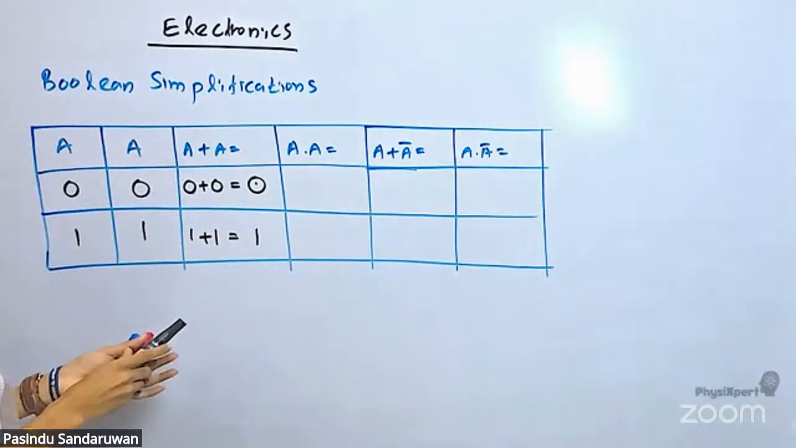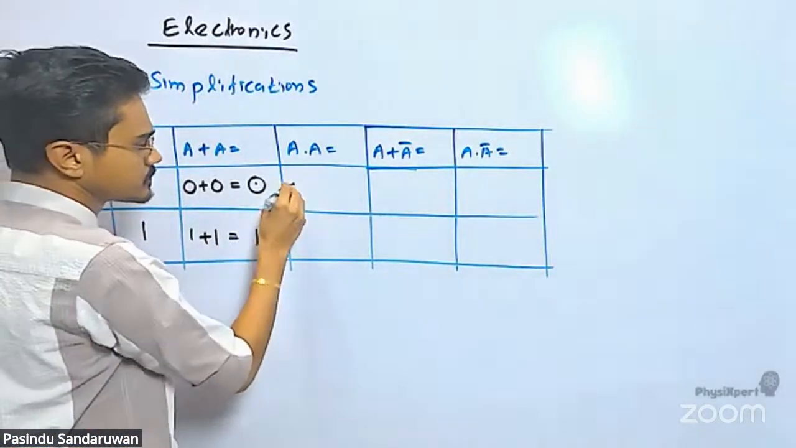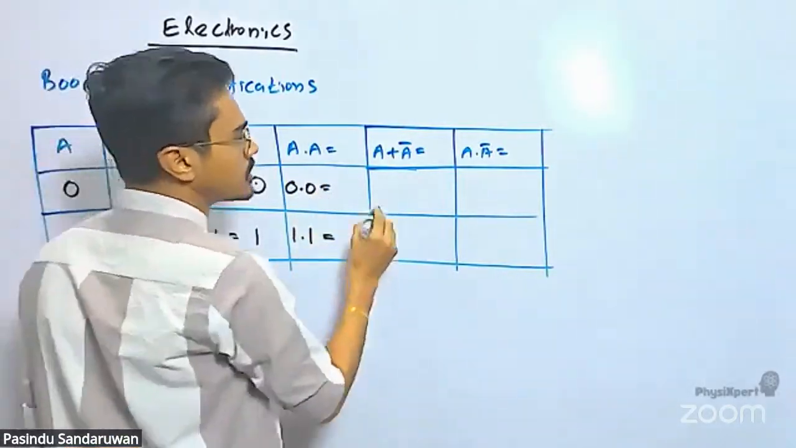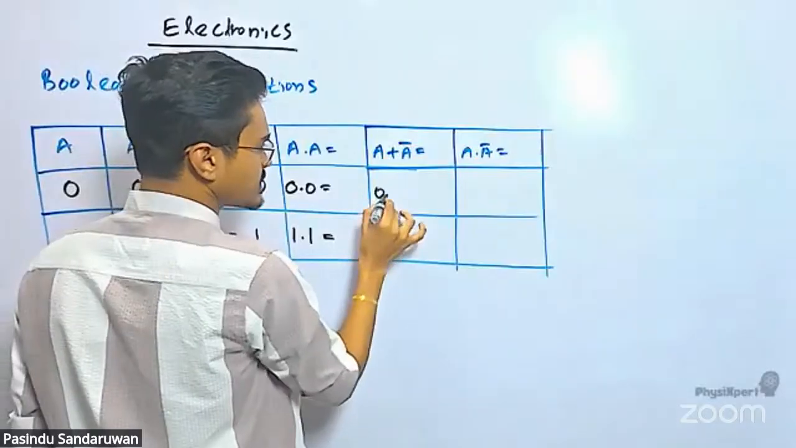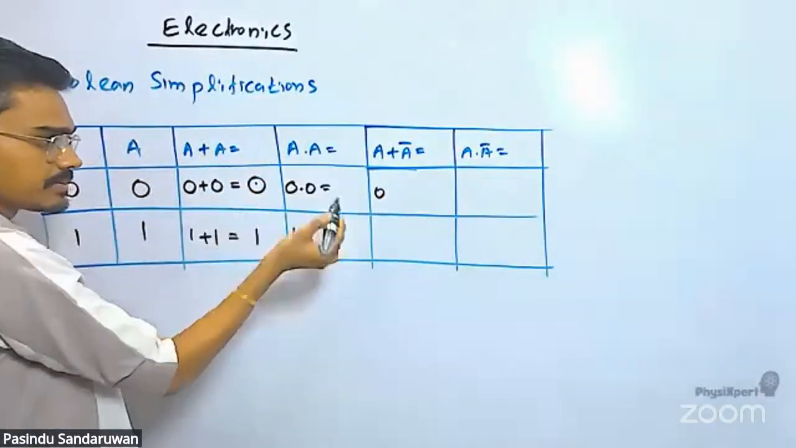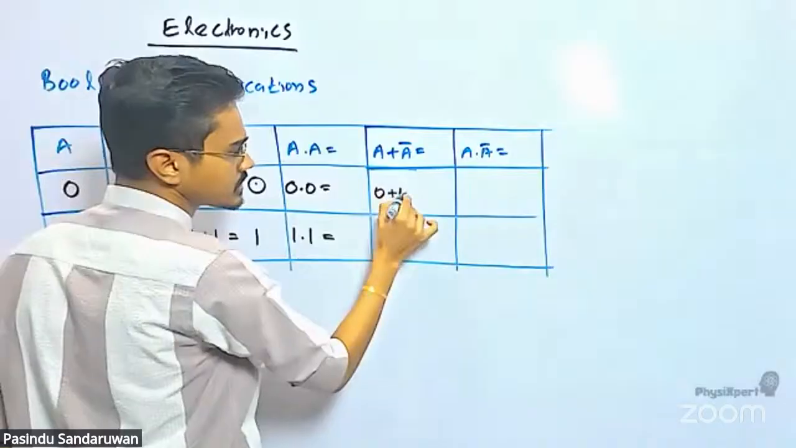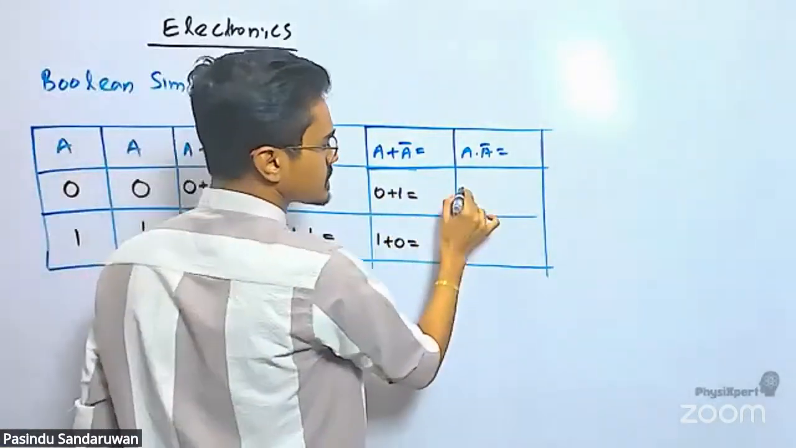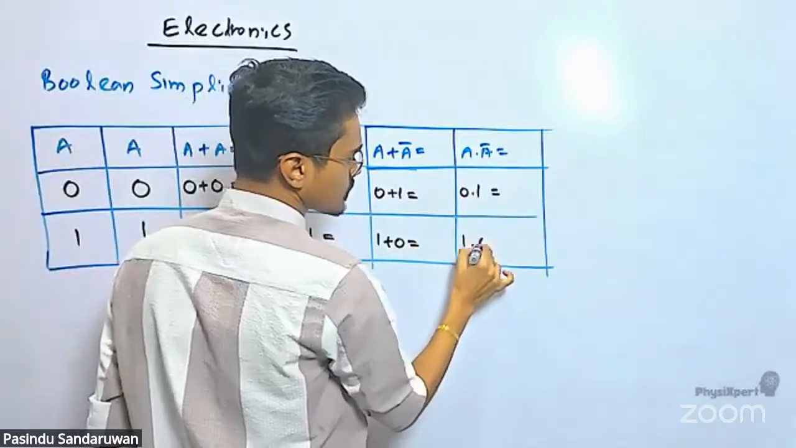Right, now for this line, what you are getting is 0.0 for this cage 0.0. For this cage 1.1, and for this cage A, when A is 0, A bar, complement. Complement means the other value, no? A bar is 1, then 0 plus 1. This is 1 plus 0, right? And this is 0.1, 1.0.